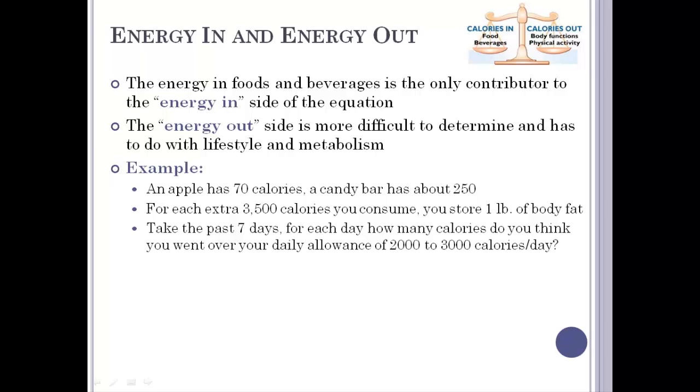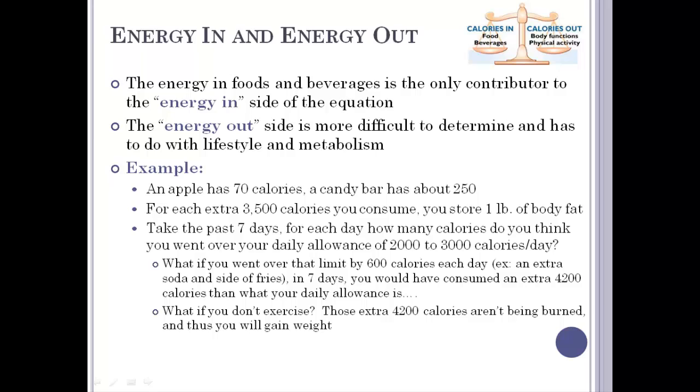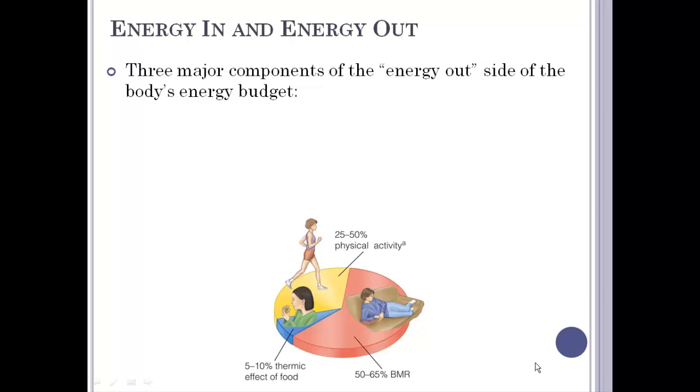Take the past 7 days. For each day, how many calories do you think you went over your daily allowance of 2,000 to 3,000 calories per day, or however many calories per day you need for your height and weight? What if you went over that limit by 600 calories each day? So for each day, you had an extra soda and a side of fries. In 7 days, you would have consumed an extra 4,200 calories than what your daily allowance is, right? So that's more than a pound. What if you don't exercise? Those extra 4,200 calories aren't being burned, and thus you're going to gain weight and also body fat.